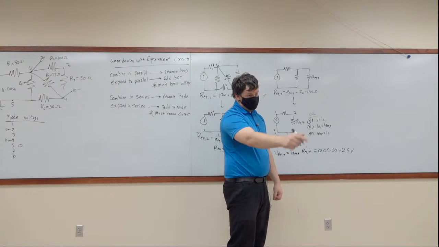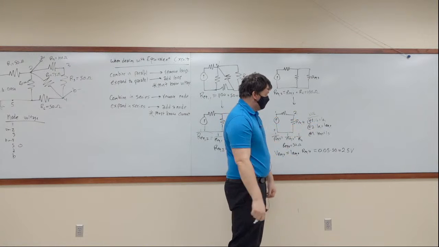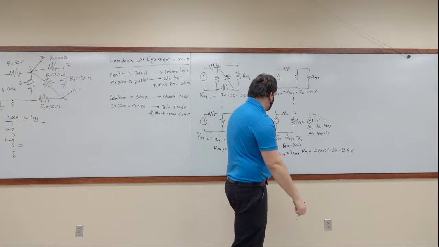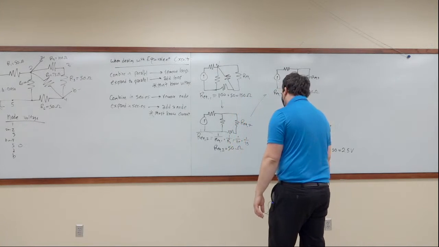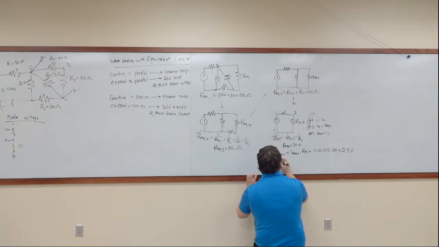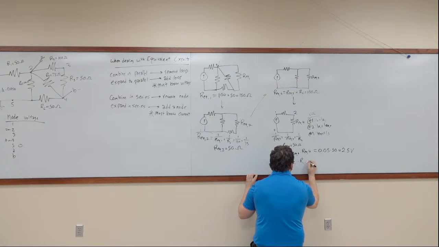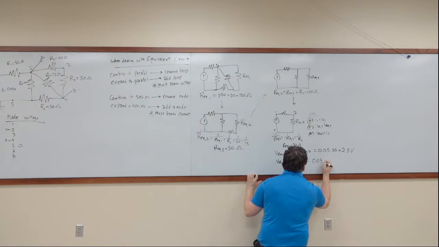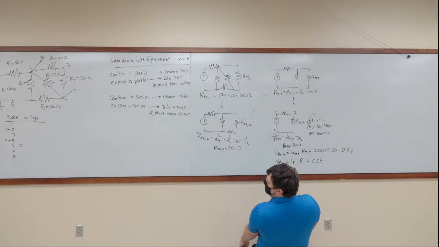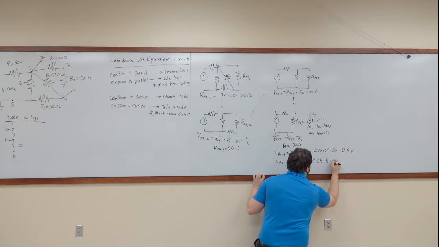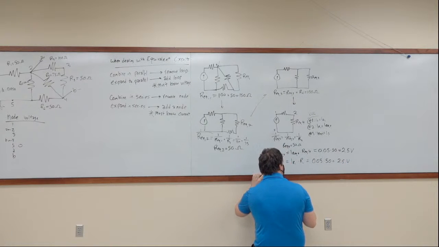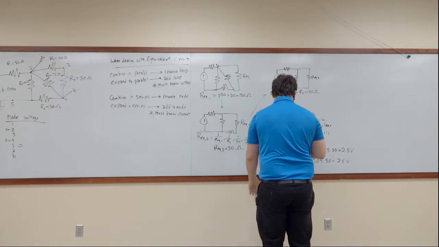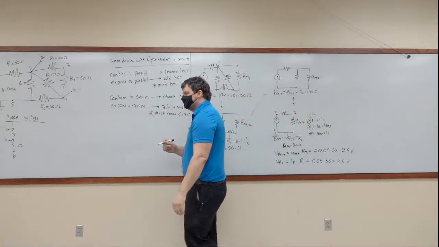Right? You got that, didn't you? Yeah. So you're right so far. Now I'm gonna go ahead and, what the heck, I'll find out VR1, because why not? We're there, we might as well. VR1 is equal to IR1 times R1 is equal to 0.05 times 50 is equal to 2.5 volts. Nice. So that's cool. So what does that mean?